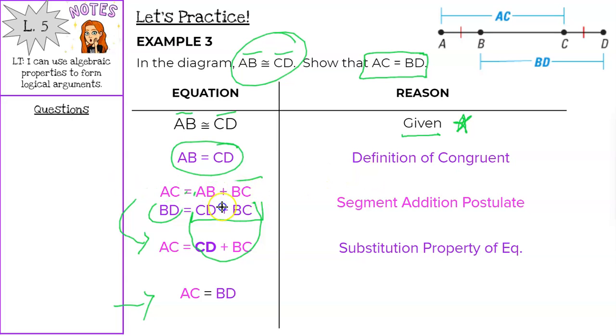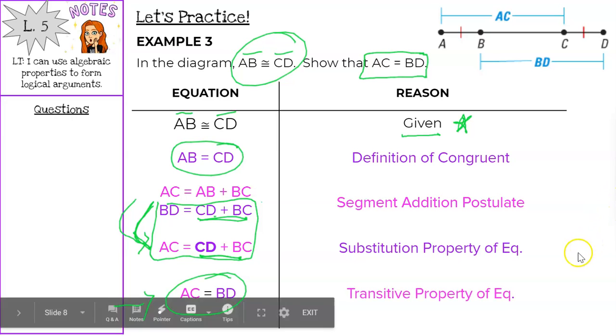So now you can see that BD and AC, they're equal to the same thing. So if two separate things are equal to the same thing, we can say that those two things are equal by our transitive property of equality.